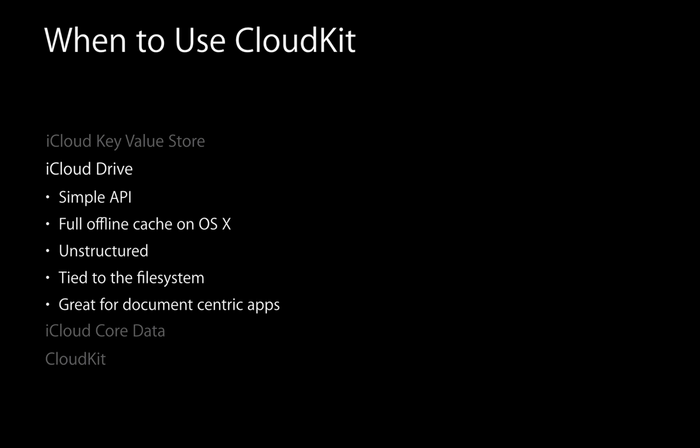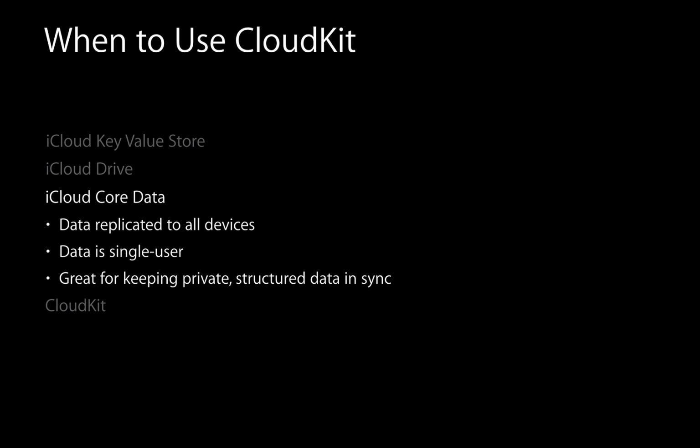iCloud Drive builds on top of the existing iCloud Documents APIs. Doing so, it provides a full offline cache on OS X. All the files on the iCloud Drive of the user are downloaded on OS X. It's completely unstructured and entirely tied to the file system. You use the file coordination APIs to read and write data in your application iCloud container on the file system. The iCloud Drive daemon takes care of uploading and downloading those changes to and from the iCloud servers. We think it's great for document-centric apps or apps that need to deal with an existing file format.